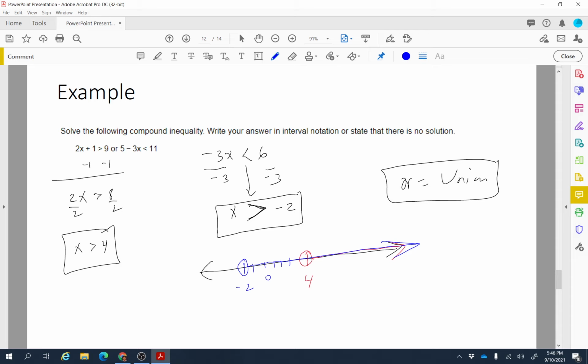So now union means wherever you see blue and then red, that will be your answer. You can see that blue starts at negative 2, not including negative 2, and goes up to infinity. So the answer would be (-2, infinity). Whenever you see the word OR, that means union.